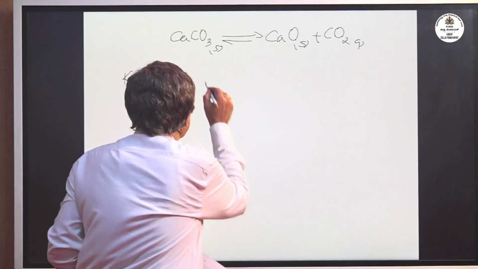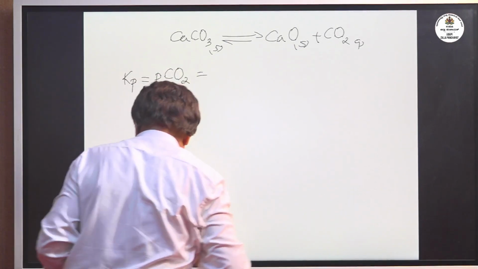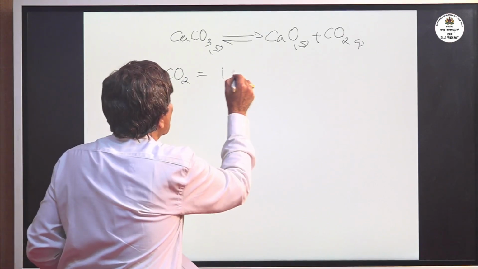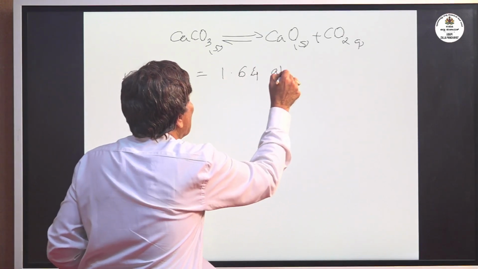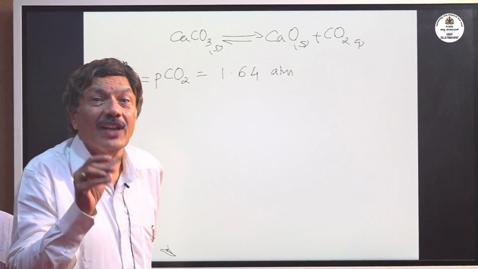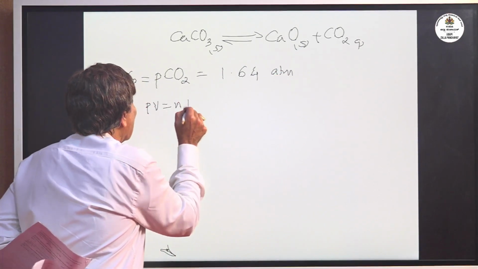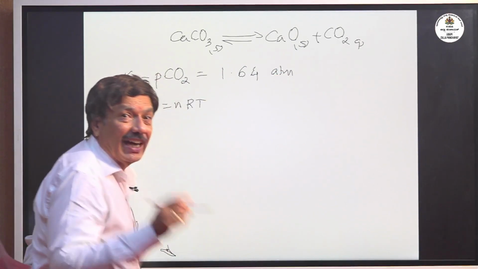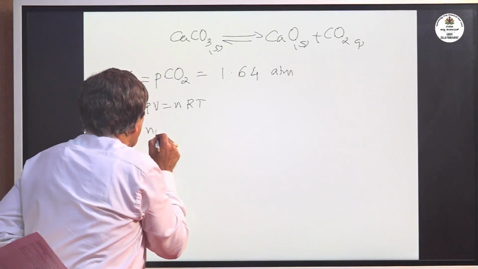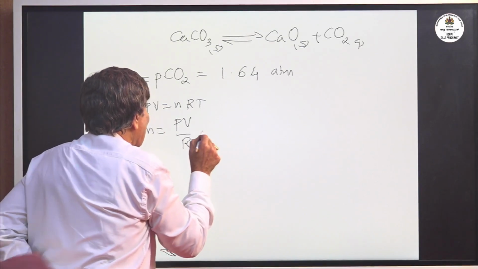How much have they given? It is 1.64 atmosphere. Okay, that they have given. Now, you have the equation PV is equal to nRT. I want to calculate the number of moles of CO2. So n is equal to PV by RT.